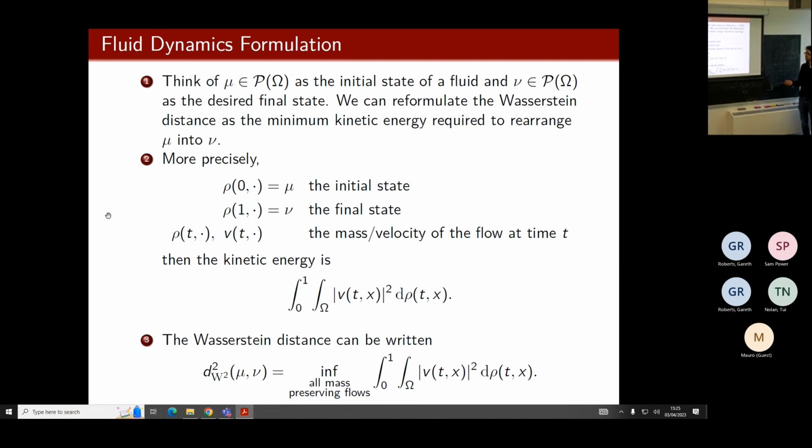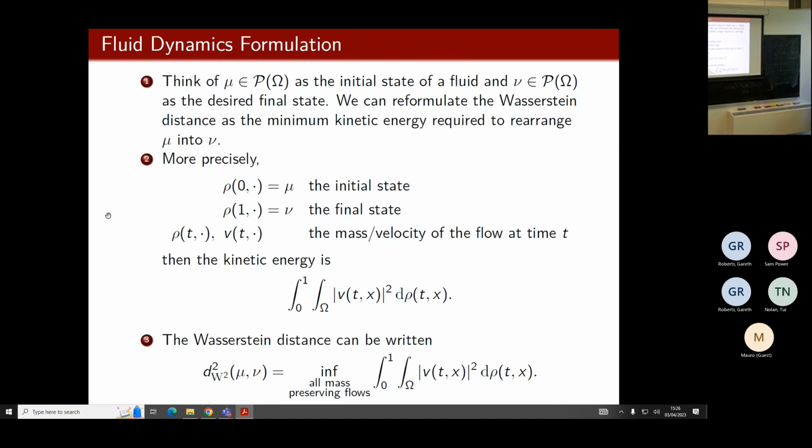So mass preserving means that mass isn't being created or destroyed, which implies everything has to be transported. At least initially, it's perhaps quite surprising that the kinetic energy relates to the 2-Wasserstein distance. But we can think of this in such a way that maybe it's not so unnatural.